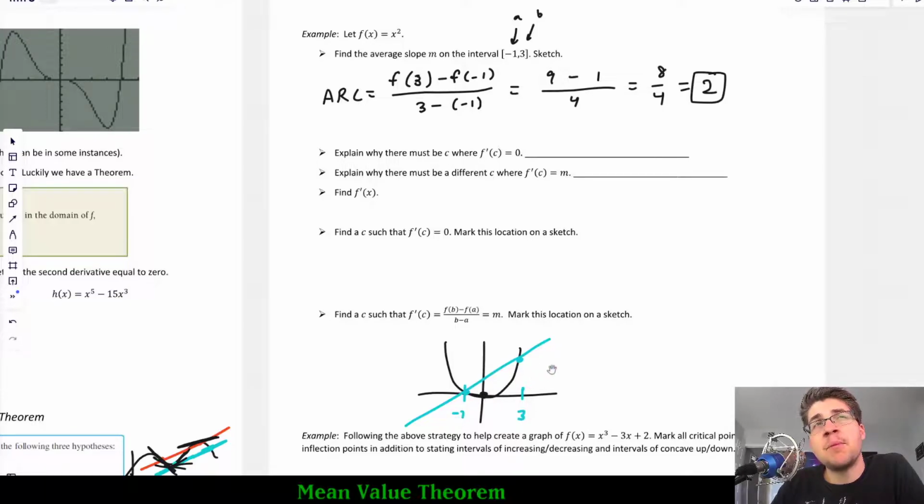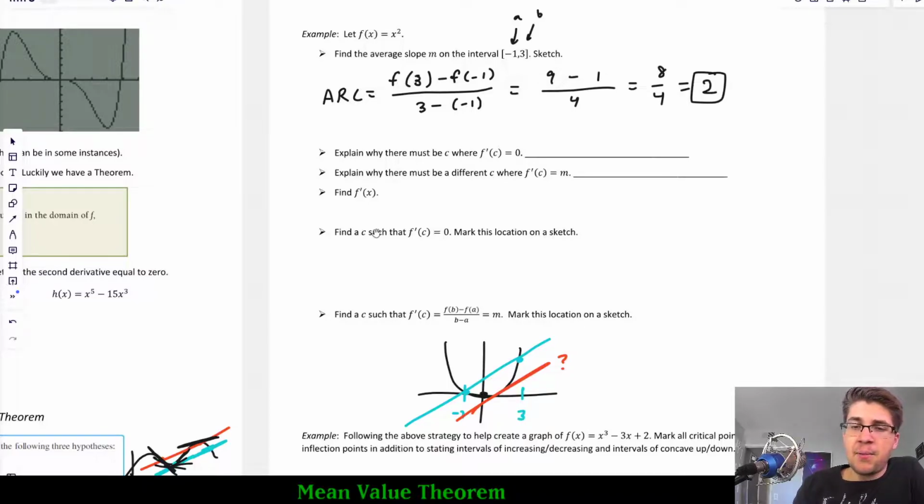Again, if I'm imagining a parallel line, notice I can kind of see there is a position somewhere on here that has a slope of 2. Now, I could try to figure that out with the graph, but we know we could use the derivative to figure out where that is. The next thing on our notes says: explain why there must be a C value where f prime of C is equal to 0.